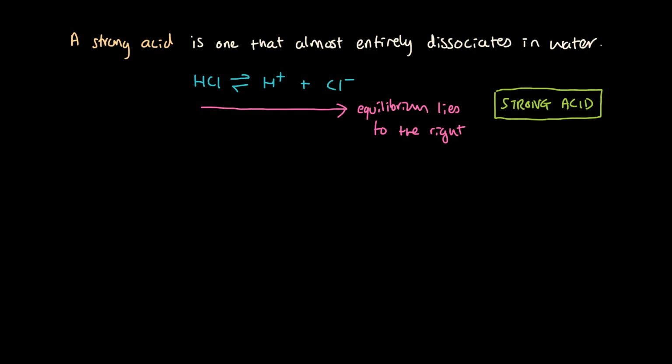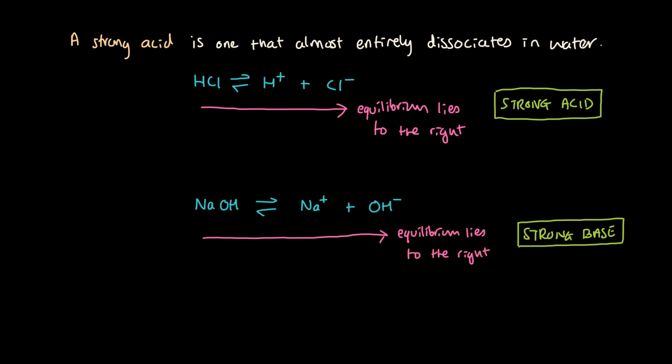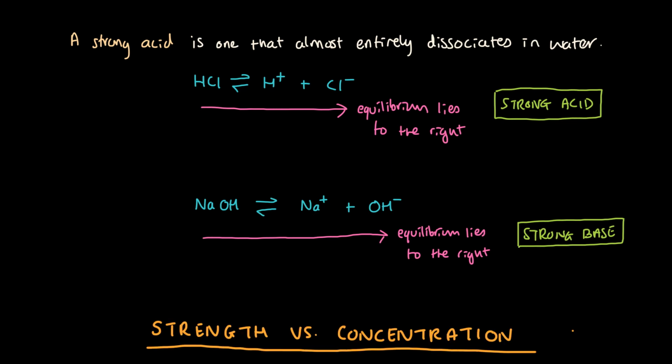Had this been a weak acid, the equilibrium would lie to the left, so that only some H+ would be released. And it's the same story with bases. In a strong base, such as sodium hydroxide, the equilibrium lies to the right, so almost all the OH- are released. And in a weak base, the equilibrium lies to the left, so very little dissociating takes place. Now, strength isn't the same thing as concentration.